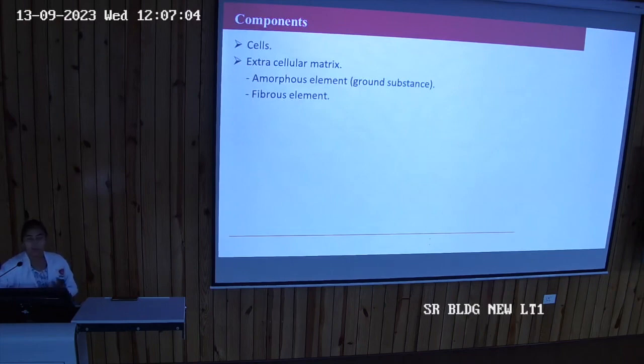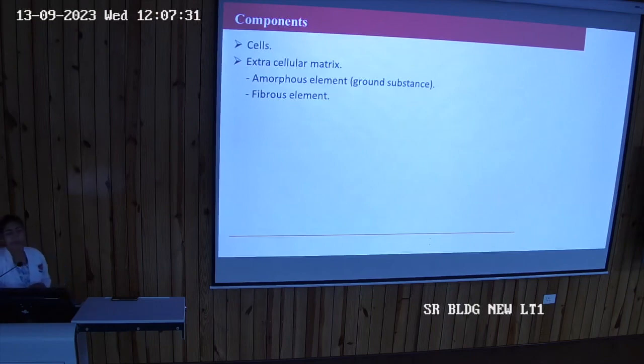So components are cells and the extracellular matrix. Cells are one component. The other component: the cells of this connective tissue will be present in something. Suppose that is a surface. That surface is formed of the extracellular matrix or the intercellular substance. So these two terms are interchangeable. If it is written extracellular matrix or intercellular substance, it means the same.